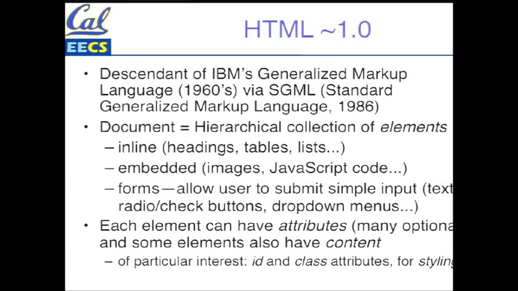So it's very simple. A document is a hierarchical collection of elements, headings, tables, things like that. Things can be embedded, like images or JavaScript. We'll see examples of that. Forms that users can fill out and submit some input and cause the server to do something. Elements have attributes and can be nested inside each other. Now, I could say all that, or we could just look at an example, which makes it much easier.